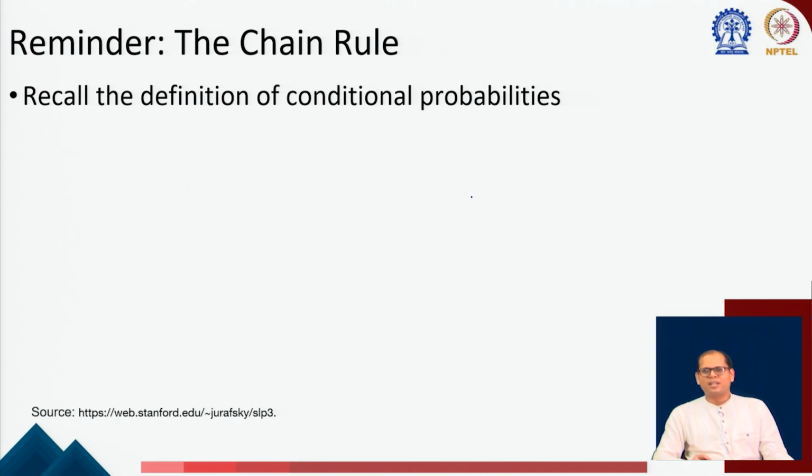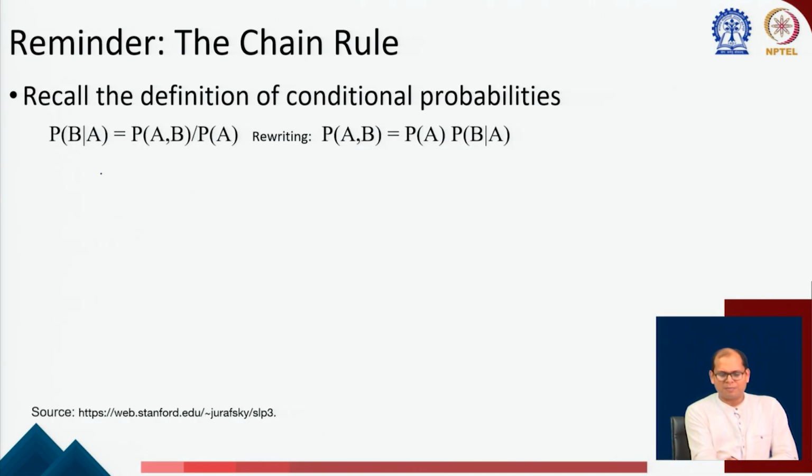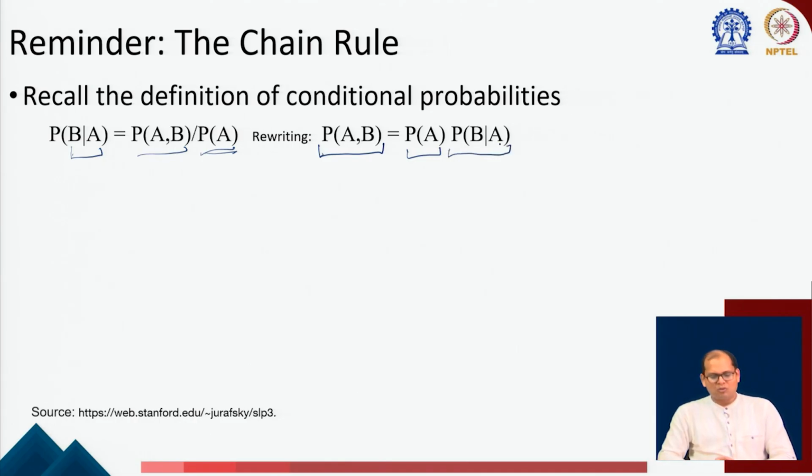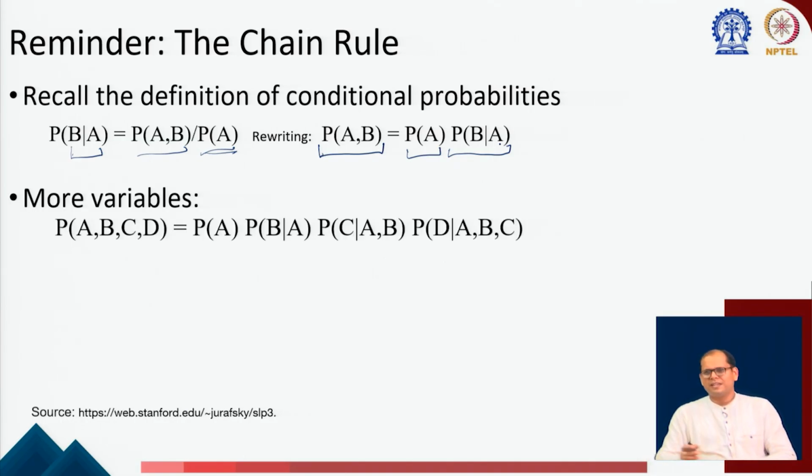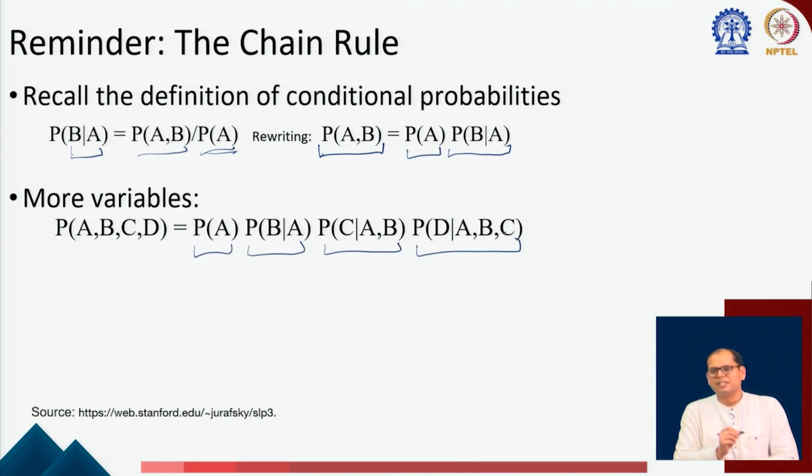You may recall the conditional probability definition. The probability of an event B given another event A is the joint probability divided by the probability of A. This is how you compute the conditional probability of B given A. Now if you rewrite this, you can say the probability of the joint event AB is P(A) times P(B given A). And this becomes the chain rule of probability. Now suppose you have more variables like A, B, C, D. I can write probability of A, probability of B given A, C given AB, D given ABC, just by using this chain rule.